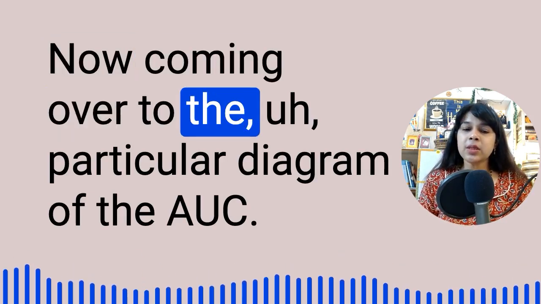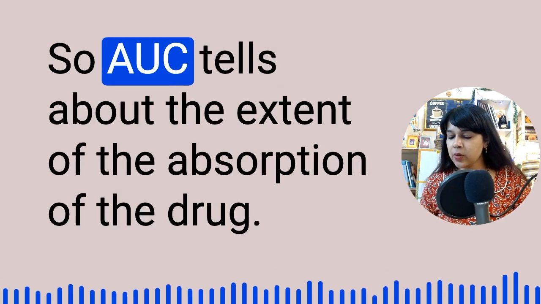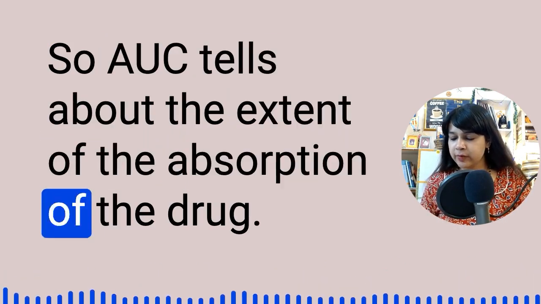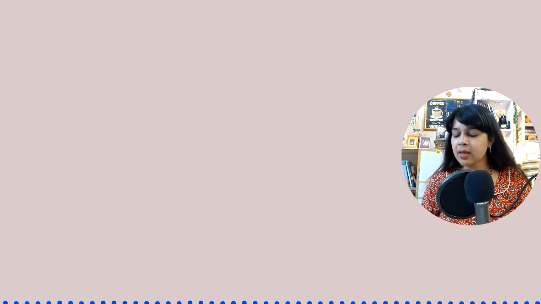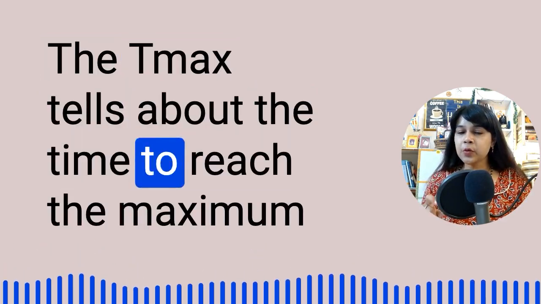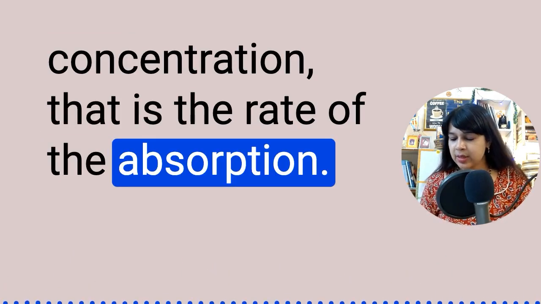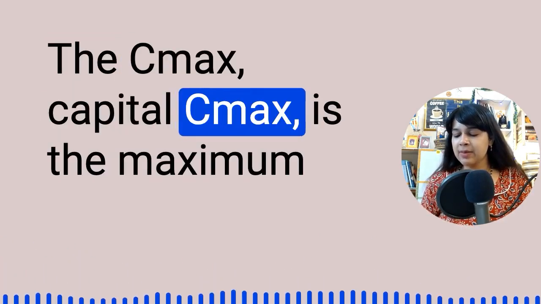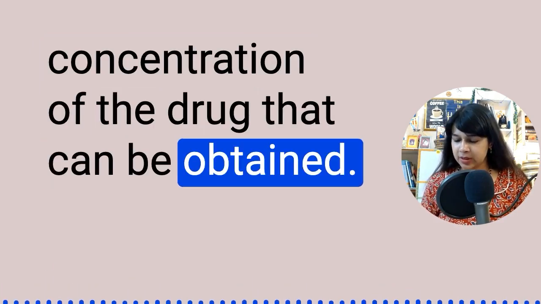Now coming over to the particular diagram of the AUC. So AUC tells about the extent of the absorption of the drug. Then there is a particular factor, Tmax. The Tmax tells about the time to reach the maximum concentration, that is the rate of absorption. The Cmax, capital Cmax, is the maximum concentration of the drug that can be obtained.